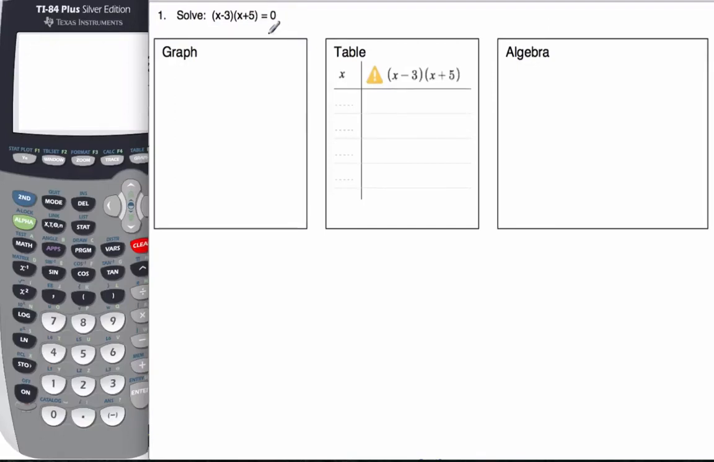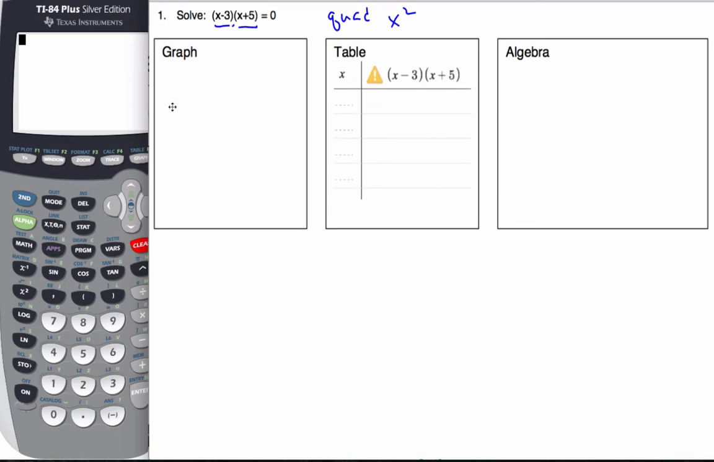Okay, everyone. Today we're looking to solve this particular equation. And this is a quadratic equation because I know if I go x times x, I get an x squared. And I also recognize that I have a number, x minus 3, is one number, times a second number, x plus 5, equal to 0. So the null factor law is going to apply here. But before I deal with that, let's do it graphically.